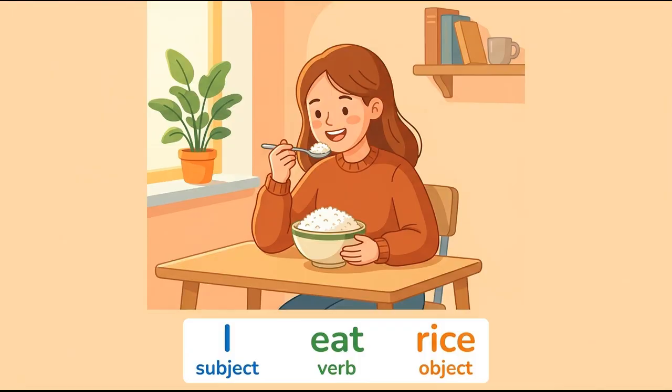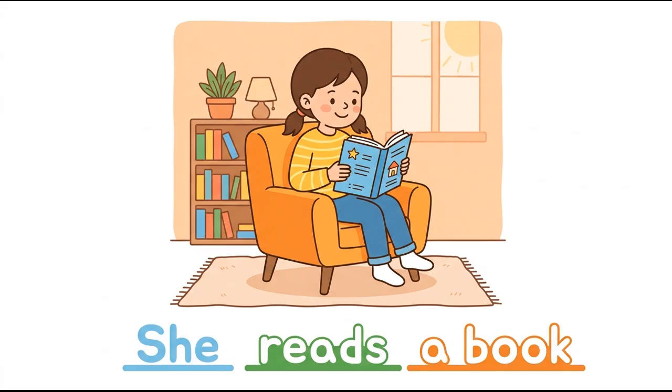I eat rice. I is the subject, eat is the verb, rice is the object. Let's try another one. She reads a book. She is the subject, reads is the verb. A book is the object.